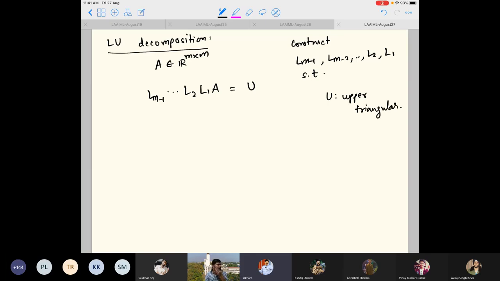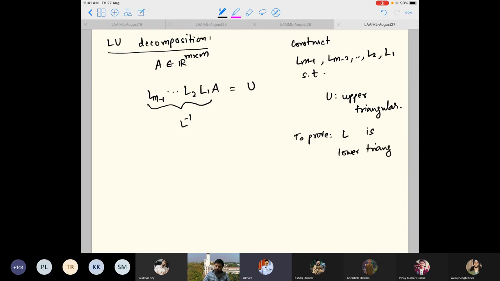And what is the property of this L1, L2 up to Lm minus 1? I am hoping that I will be able to call all of this L inverse such that this L is lower triangular. I want to prove that the construction I am going to make of L1, L2 up to Lm minus 1 is such that I call this entire product Lm minus 1, L2, L1 as L inverse, and then I take the inverse of that, then L is lower triangular.